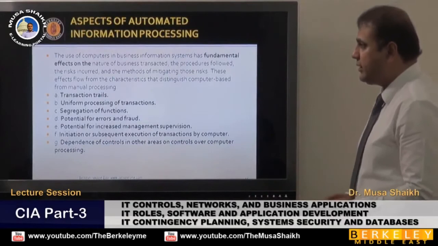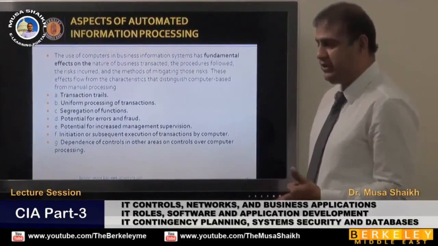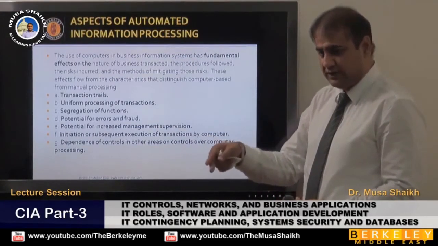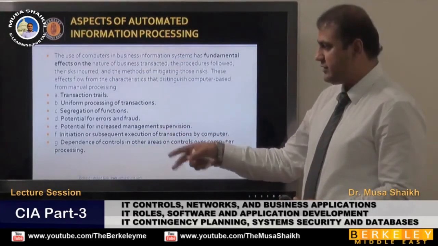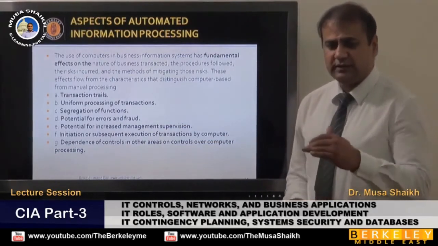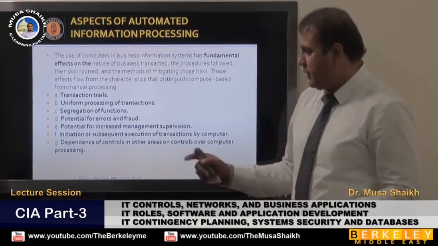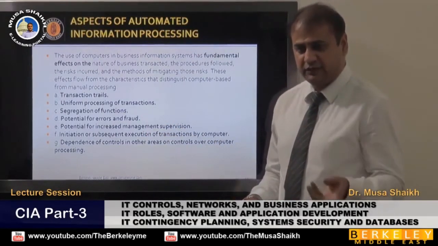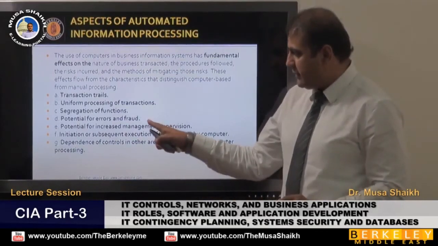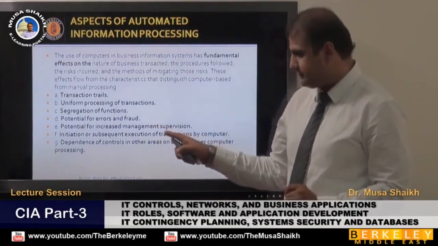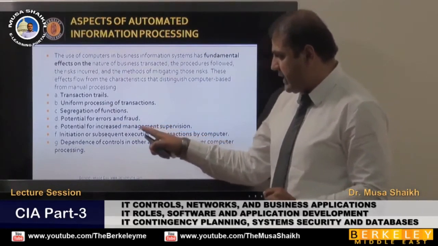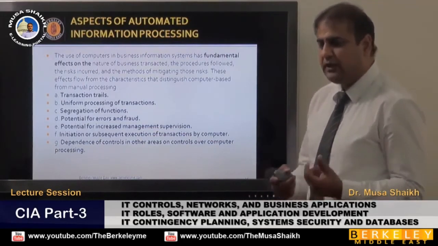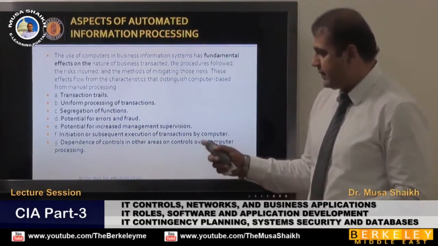Aspects of audit, the automated. When you use machines, then you have a trail. You have a record of the transactions. You have uniform processing of transaction, means all transactions are same. Segregation of duties is achieved through username, password rights. Then you have potential for error and fraud will be reduced. And potential for increased management supervision, because now you have reports, management can involve into the reports.